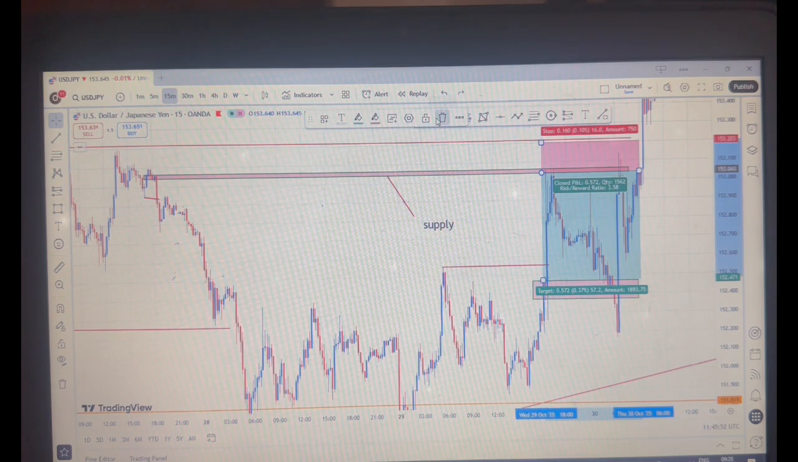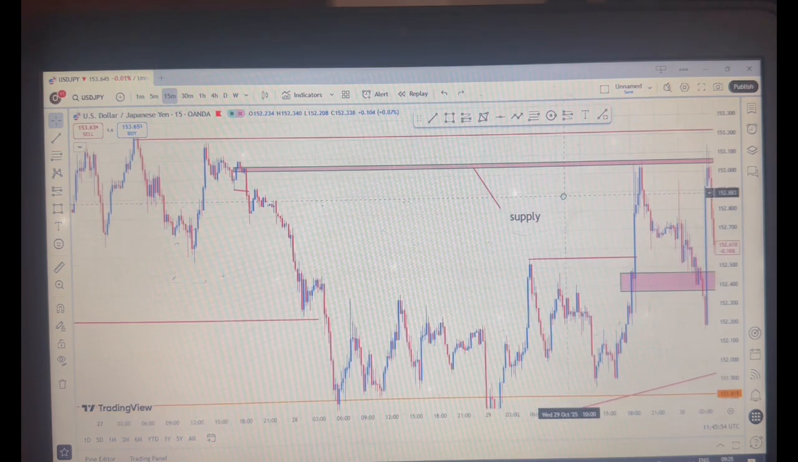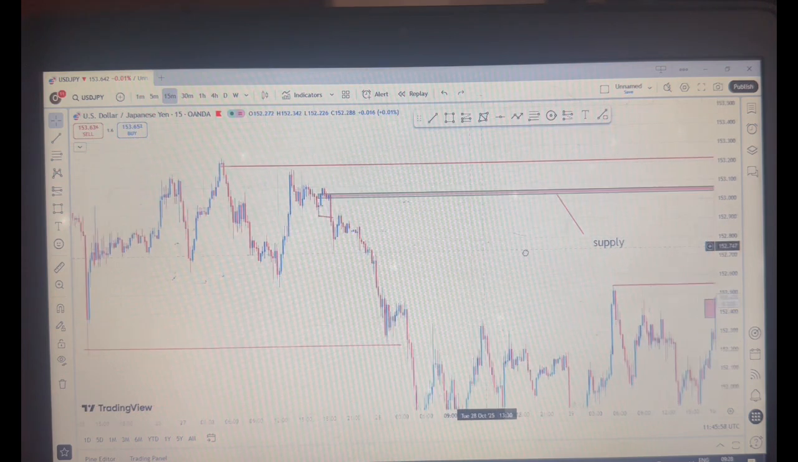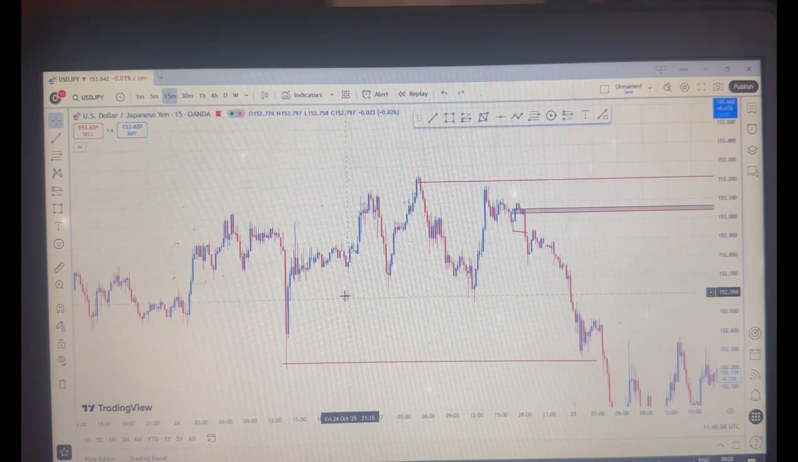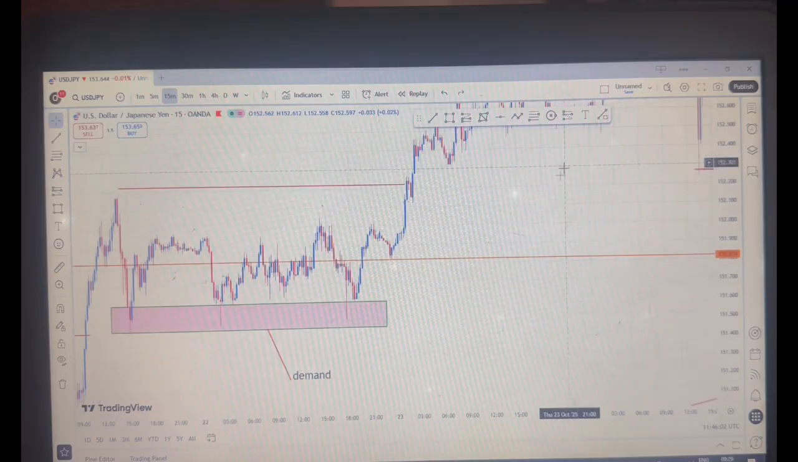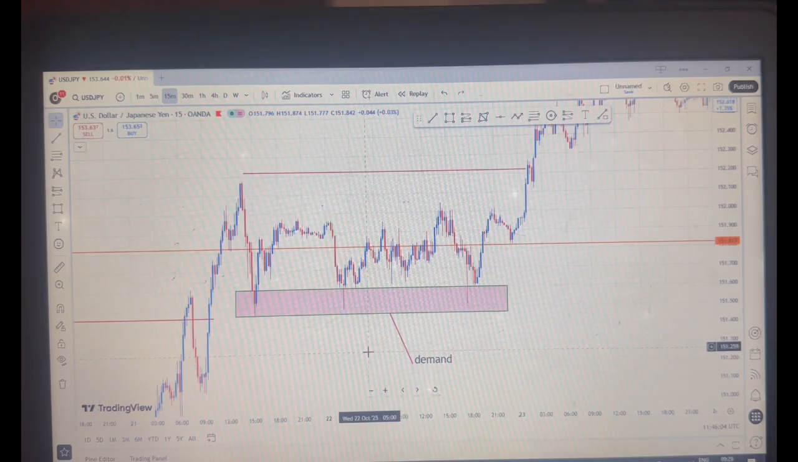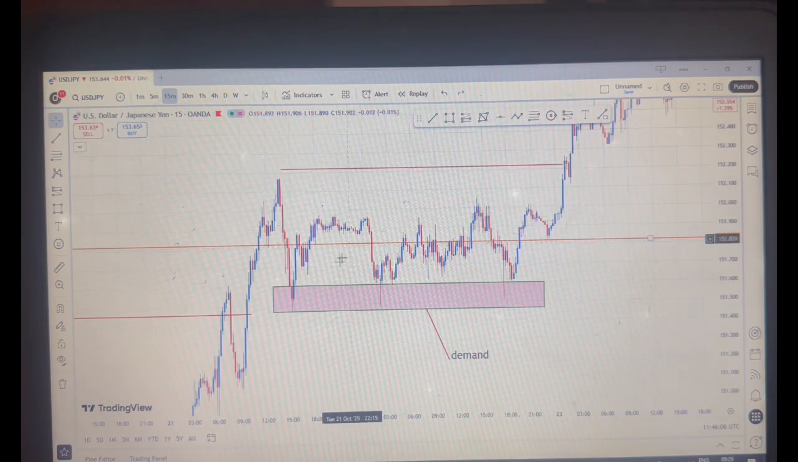So I would like us to always observe all this before we put in or take any trade. So let's look at that of the demand. I marked that out too. So this is the demand. So what do we say about marking our demand? We must see a break of structure and an imbalance. As you can see, I marked out this demand.